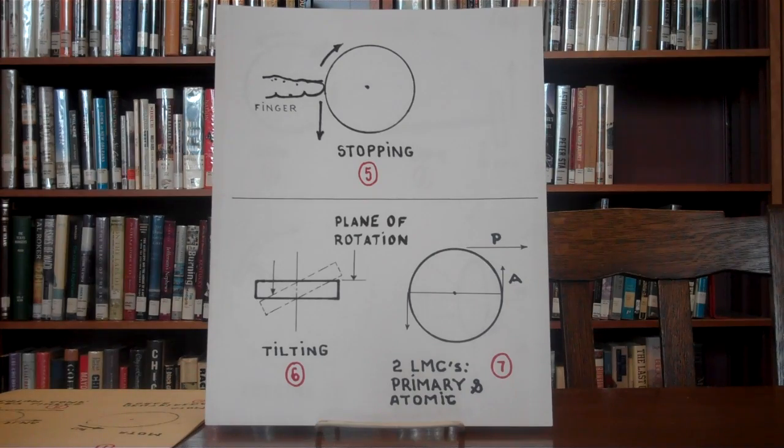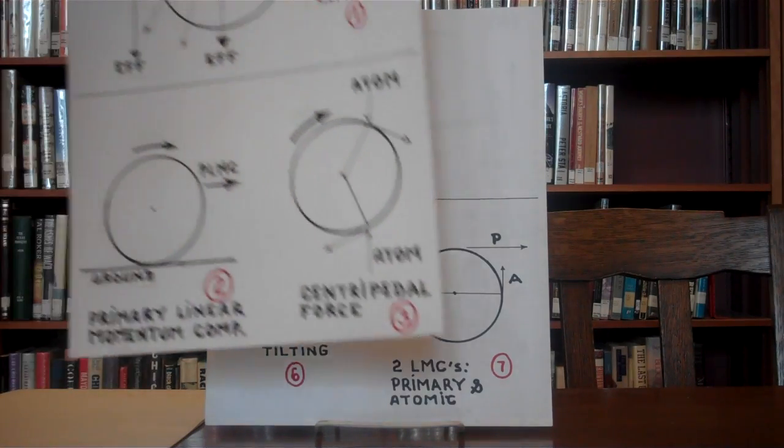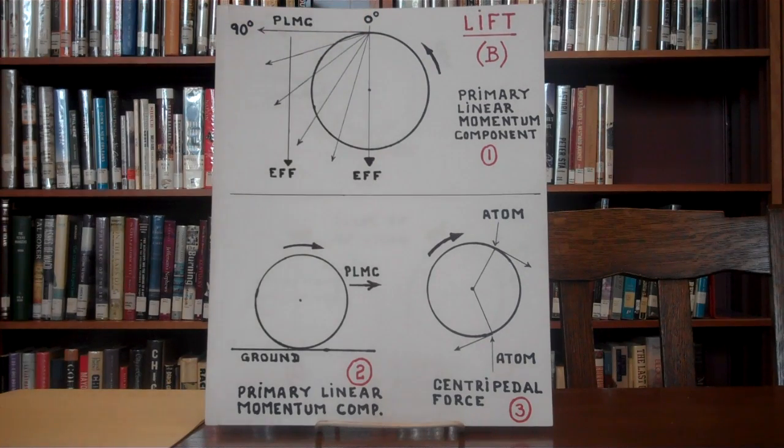Now, we will go to illustrations B, lift. Illustration B is lift. Now, I'm going to say a few things. A gyro rotating disc lifts for 3 reasons. Number 1, primary linear momentum component force. 2, guide force. And 3, precession force. All rotating or spinning gyro discs have 2 linear momentum components. 1, primary linear momentum component. 2, atomic linear momentum component.